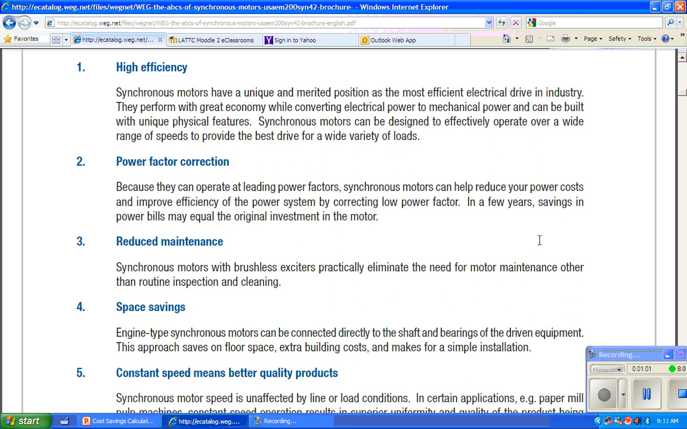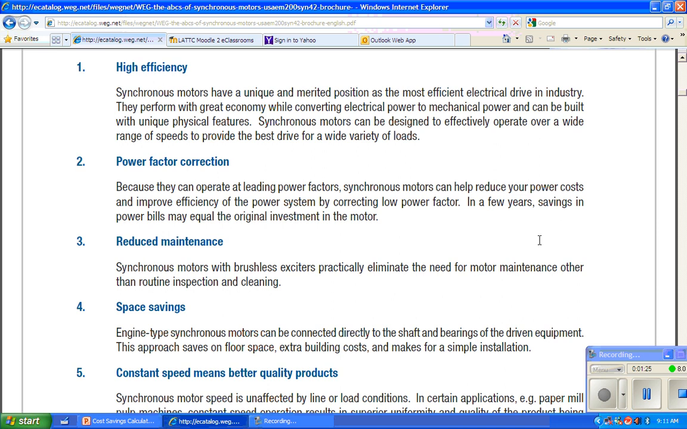Synchronous motors are pretty efficient. They have a unique and very efficient electrical drive in the industry. They perform with great economy while converting electric power to mechanical power. They can be built with unique physical features. Synchronous motors can be designed to effectively operate over a wide range of speeds to provide the best drive for a wide variety of loads.